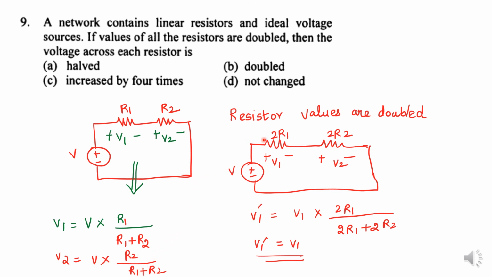And next circuit, all the resistors are doubled: 2R1, 2R2, then voltage. Here I have to take the voltage V1 dash. What is V1 dash? V1 dash is the total voltage V into the same resistance, 2R1. The total resistance is 2R1 plus 2R2. Take 2 as common, the 2 gets cancelled, so R1 divided by R1 plus R2. So not changed is the correct answer.